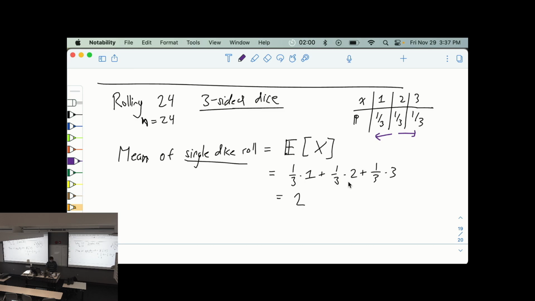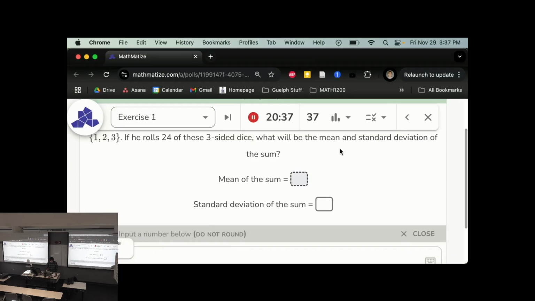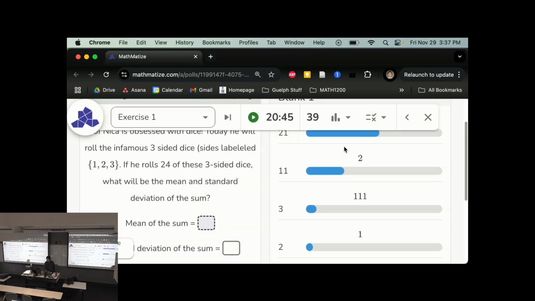Let me now see how many people got it right in the question. So this is your chance. Make sure you put in an answer here so you get the mark for coming to class today. And let's see what you guys said. How many people got the mean? Reveal what people said.